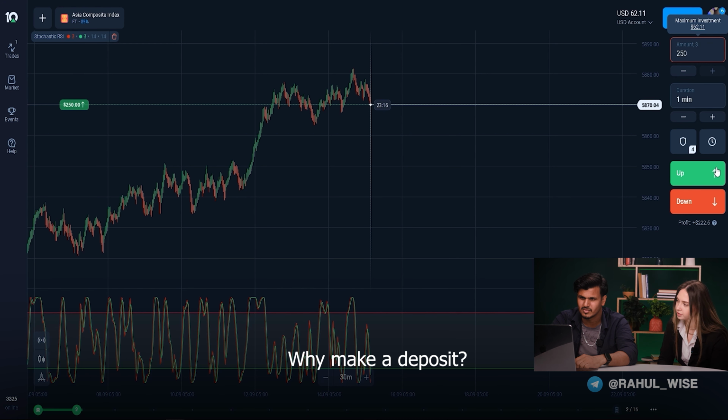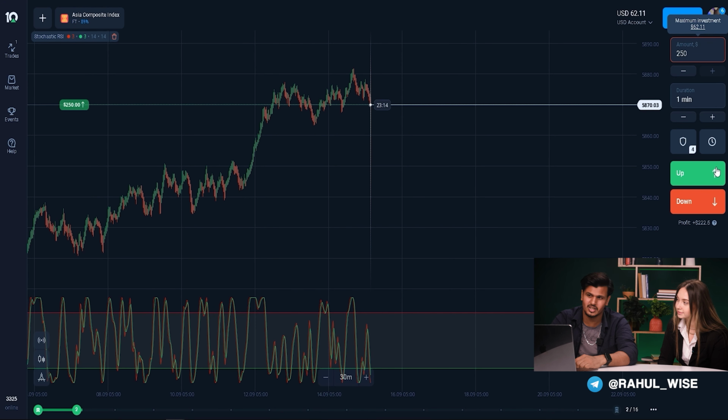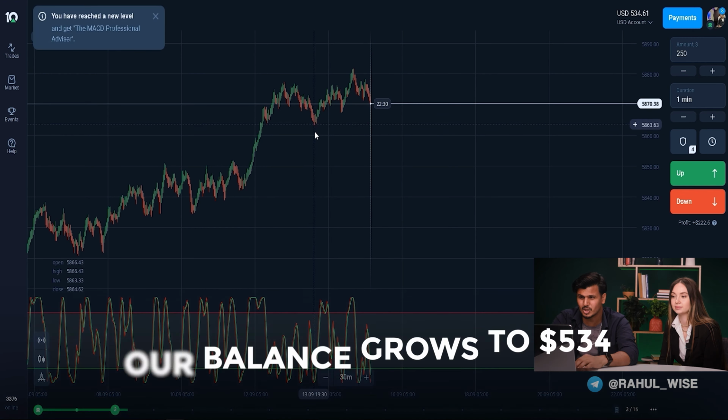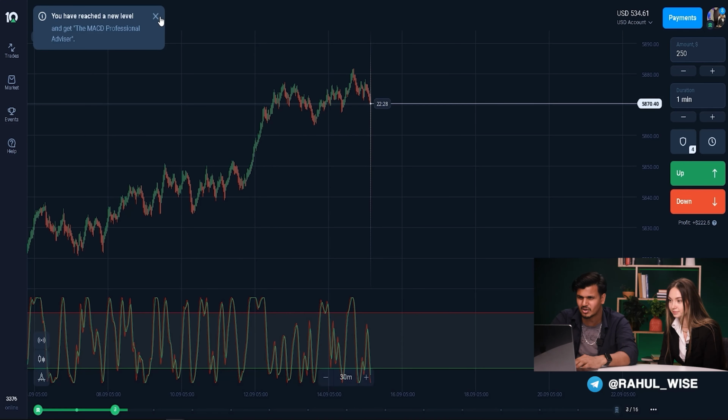Why make a deposit? It's simple: to start trading with me and to get into my unique group with the signals. And after that you can start easily trading with me day by day and you will make a lot of profits there. So meanwhile another transaction is successfully completed and our balance grows to a good amount of $534.